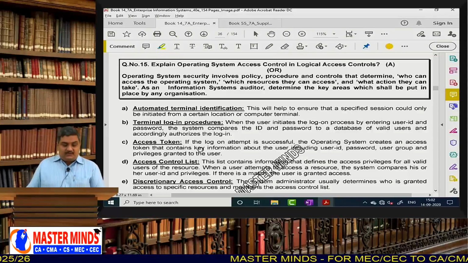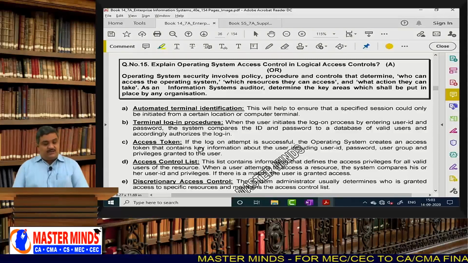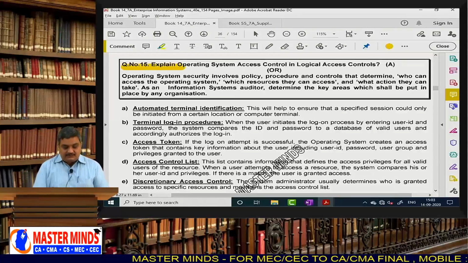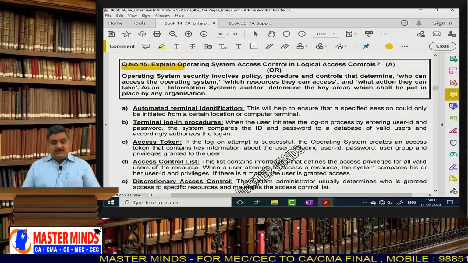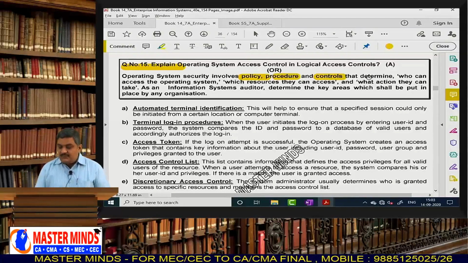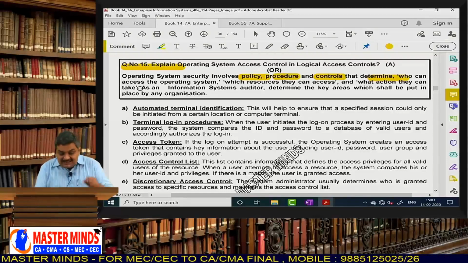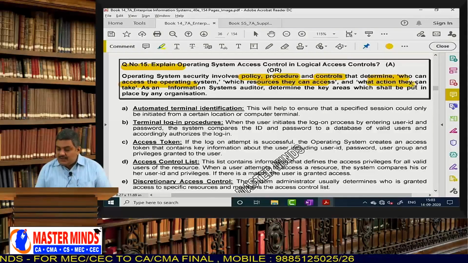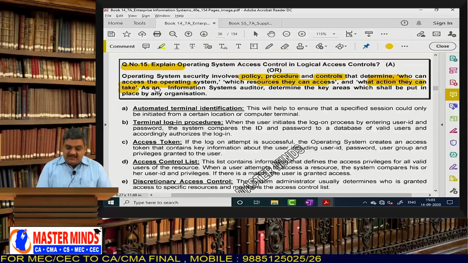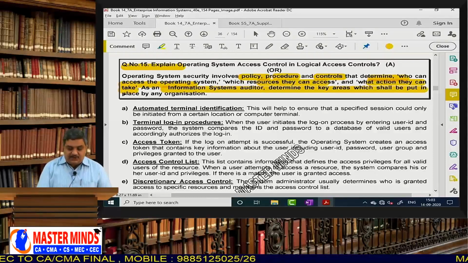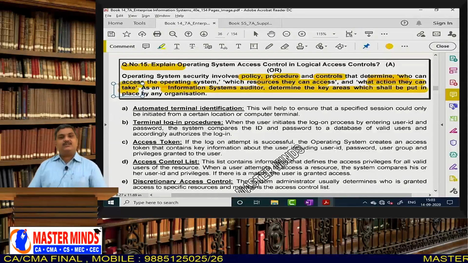Okay. So see, again, this question has been asked in a different manner here. How? Operating system security involves policy, procedure and controls that determine who can access the operating system, which resource they can access, and what action they can take. As an information system auditor, determine the key areas which shall be put in place by any organization.